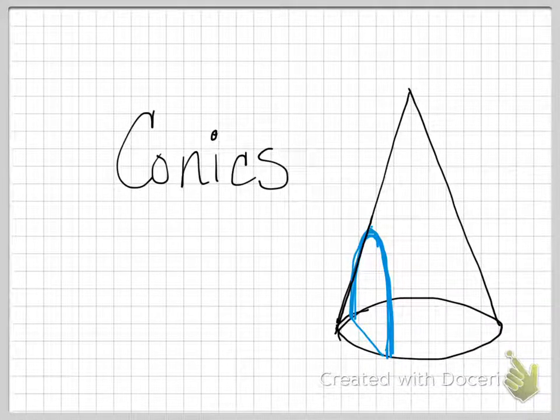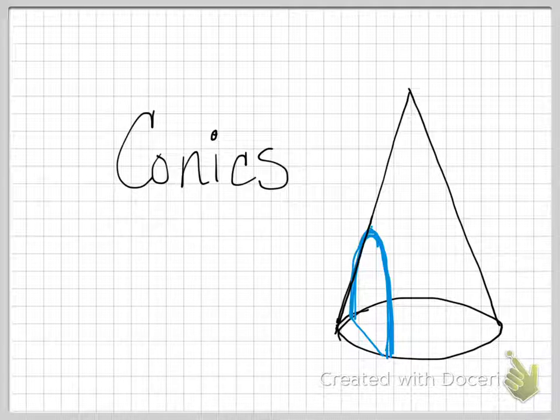Welcome to our conics lesson, or the conic form of the quadratic. So we've already talked about the standard form of the quadratic and the parent function or vertex form of the quadratic. There is the factored or intercept form of the quadratic. Now we've got the conic form.